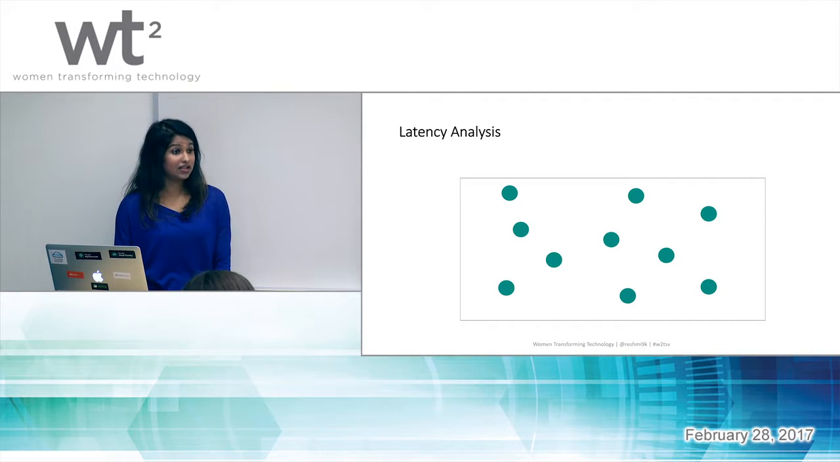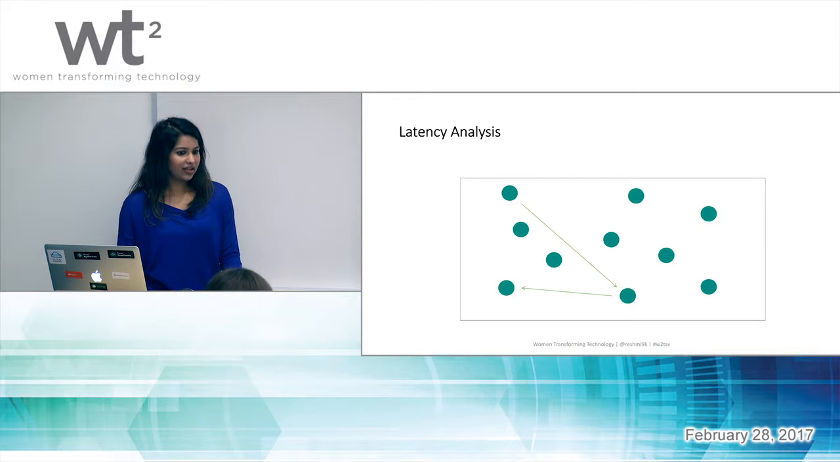Another thing is latency analysis. Now it's going to be really difficult if I'm seeing latency in certain requests, specifically if it's coming from mobile or any of these different versions of my applications. How do I debug that?